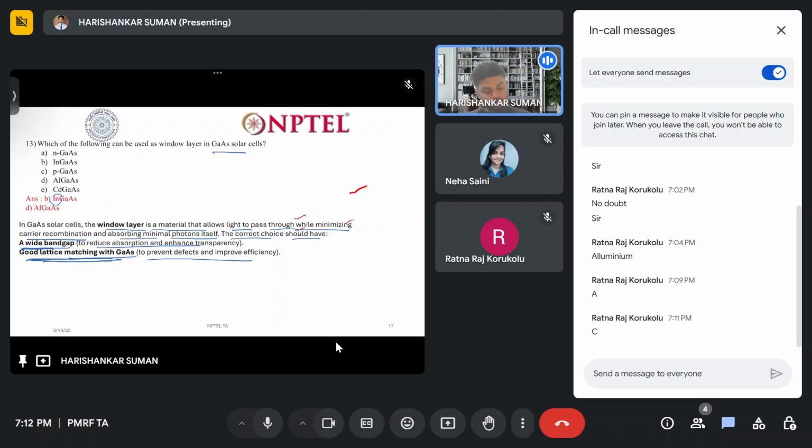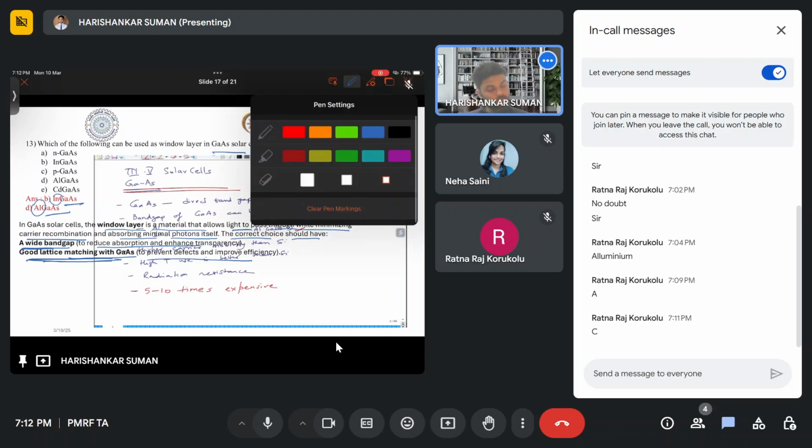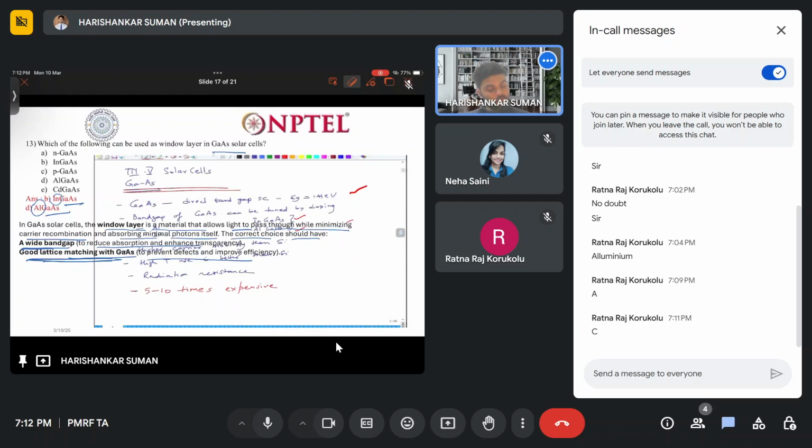So indium gallium phosphide and aluminum gallium arsenide will be used for window. So you can see, indium gallium phosphide and aluminum gallium arsenide are used.